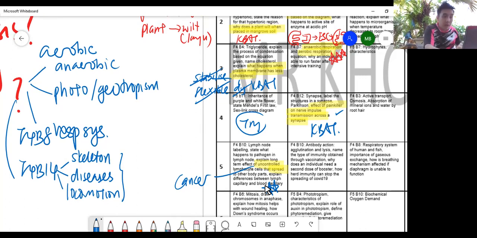Okay, next. Please highlight. Oh yeah, and what I'm trying to say is, let me double check. SPM 2020, lymphatic system, they did not ask. They only asked a bit to do with interstitial fluid. Okay. Next, highlight antibody action. Make sure you revise all the 5 types.